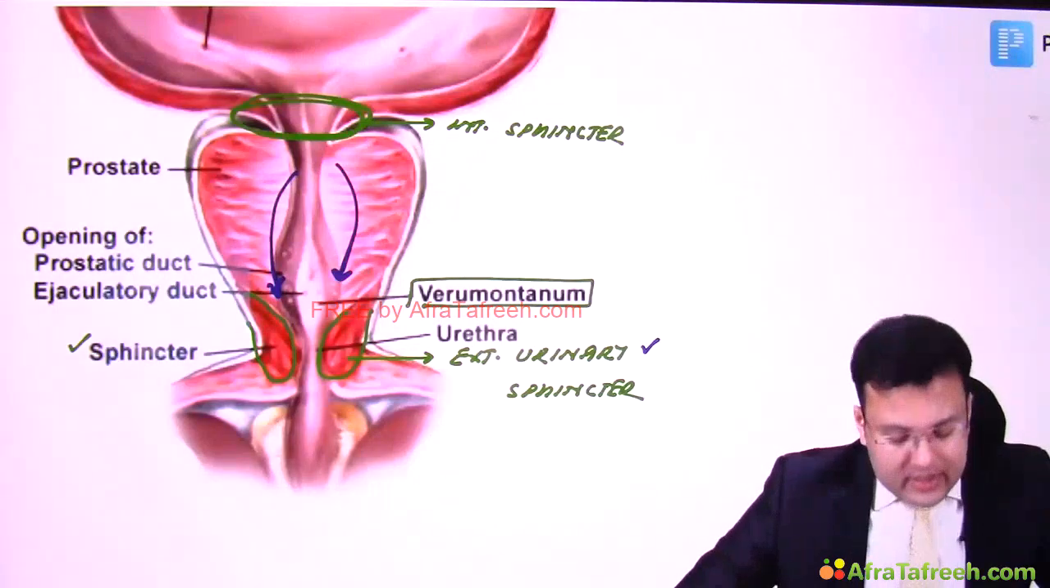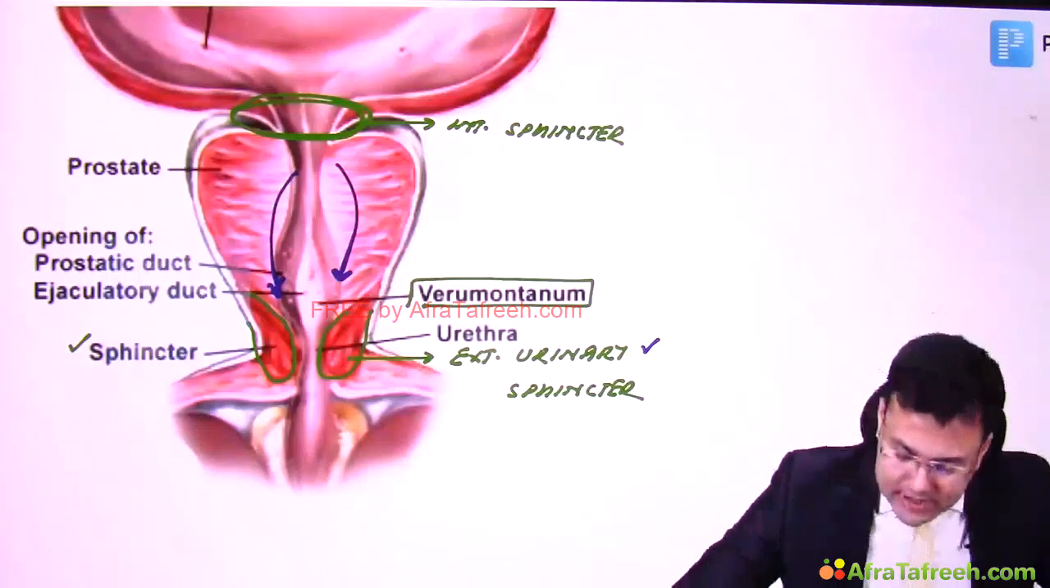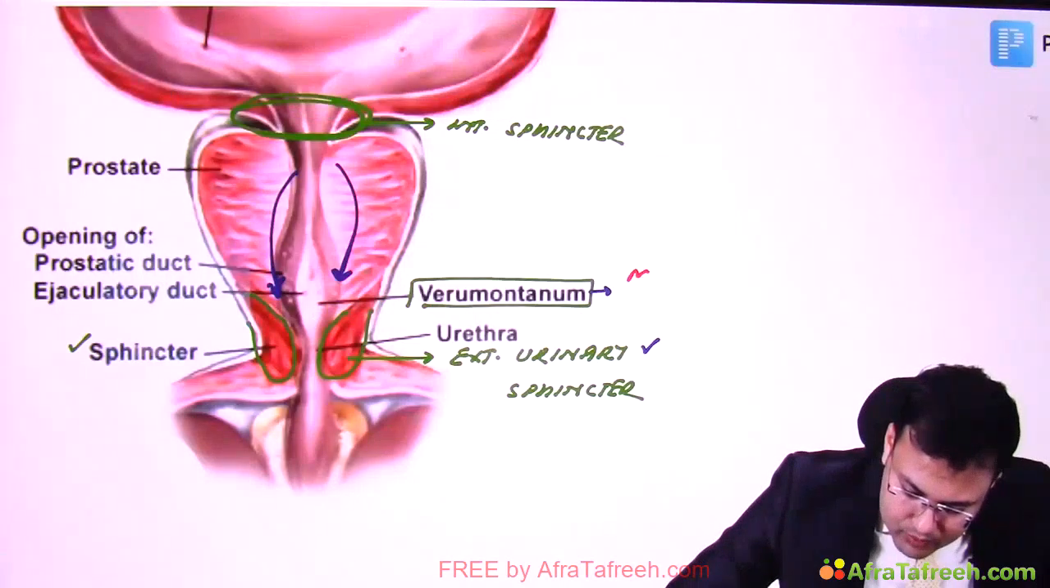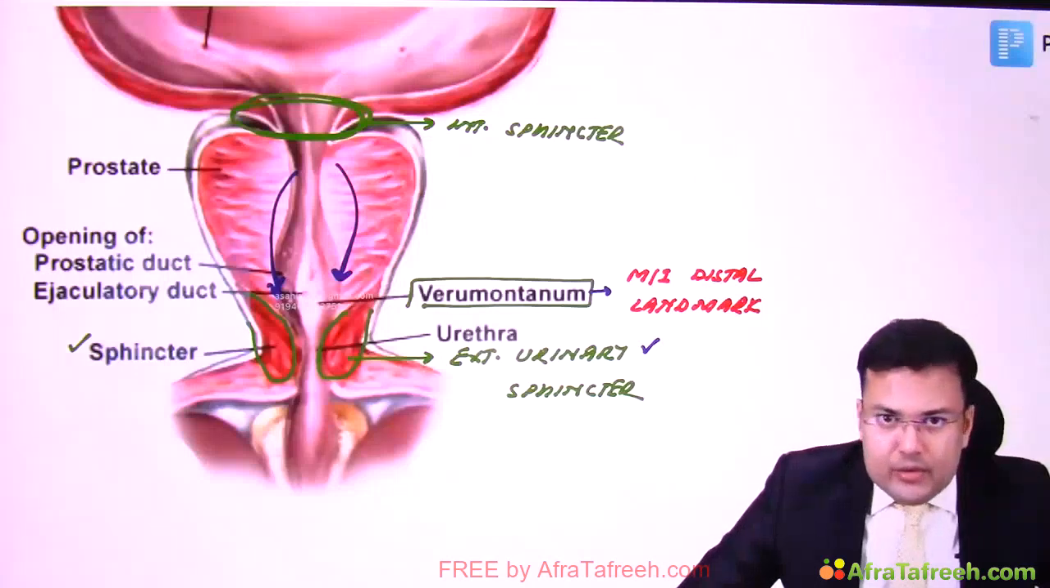But I told you there is no landmark for the internal urinary sphincter. So what is the most important distal landmark? The most important distal landmark is the verumontanum, because it is located just proximal to the external urinary sphincter.